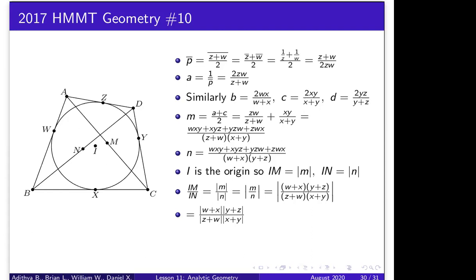Now that we have an expression for IM over IN, we want to try to put numbers to it. And we haven't used our given lengths yet, 12, 11, 14, 16. So let's try to put them to use. For this last step, we're going to be using the given lengths.